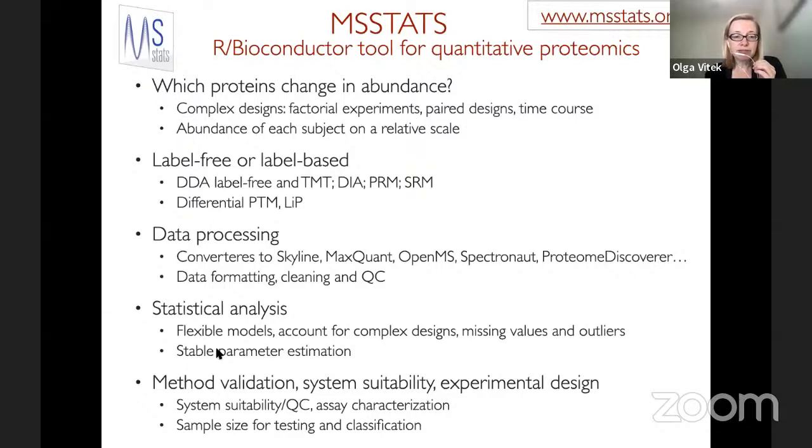And MSstats recognizes, just from the input formats, the type of experiments and the type of data, and then fits the right models. And beyond just quantifying proteins on a relative scale, we have a lot of additional functionalities, in particular methods for system suitability, quality control, and assay characterization in terms of limits of detection and limits of quantification.